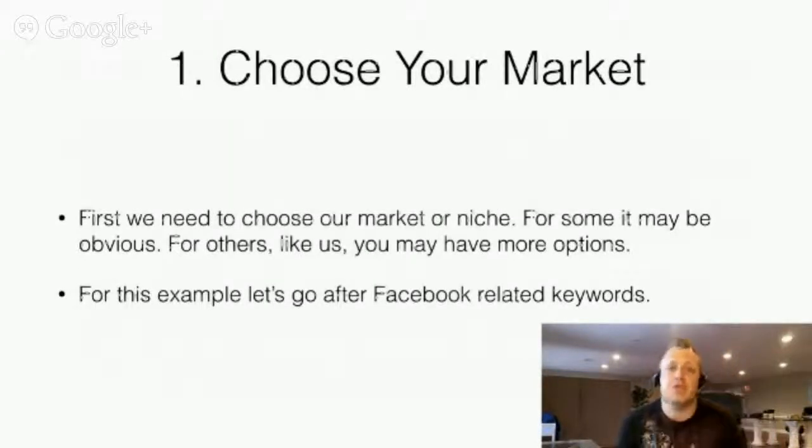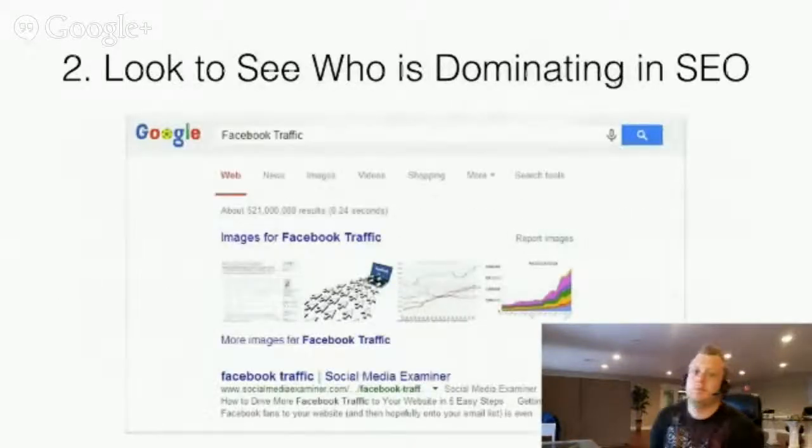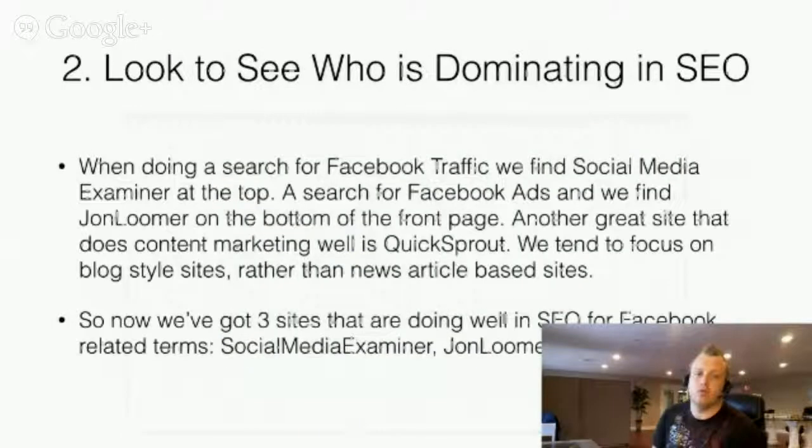So first things first, you need to choose your market or your niche. For some, it may be obvious, but for others, like us, you may have more options. For this example, and the example that we're going to be using in today's video, we're going to be using Facebook-related keywords. So number 2, look and see who is dominating in SEO. We just did a quick little search here for Facebook traffic in Google, and we want to take note of the people that are doing really well.